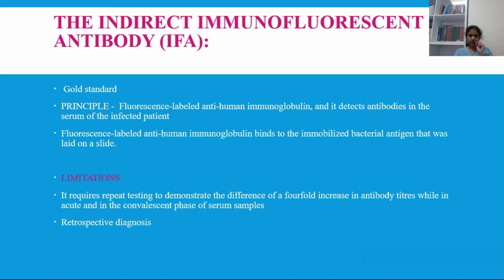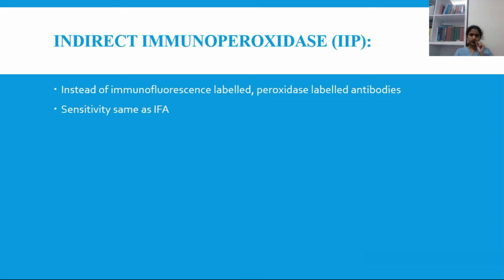But the main drawback of this test is that a single test is not confirmatory. We need to repeat with a second sample, and we should be able to demonstrate a fourfold increase in the antibody titers. So it will not be useful in the acute scenario. It is basically for retrospective diagnosis. Indirect immunoperoxidase is almost equal to the immunofluorescent antibody test, but instead of fluorescent labeling, in this test we use peroxidase labeled antibodies. The sensitivity and specificity are almost equal to the immunofluorescence antibody test.